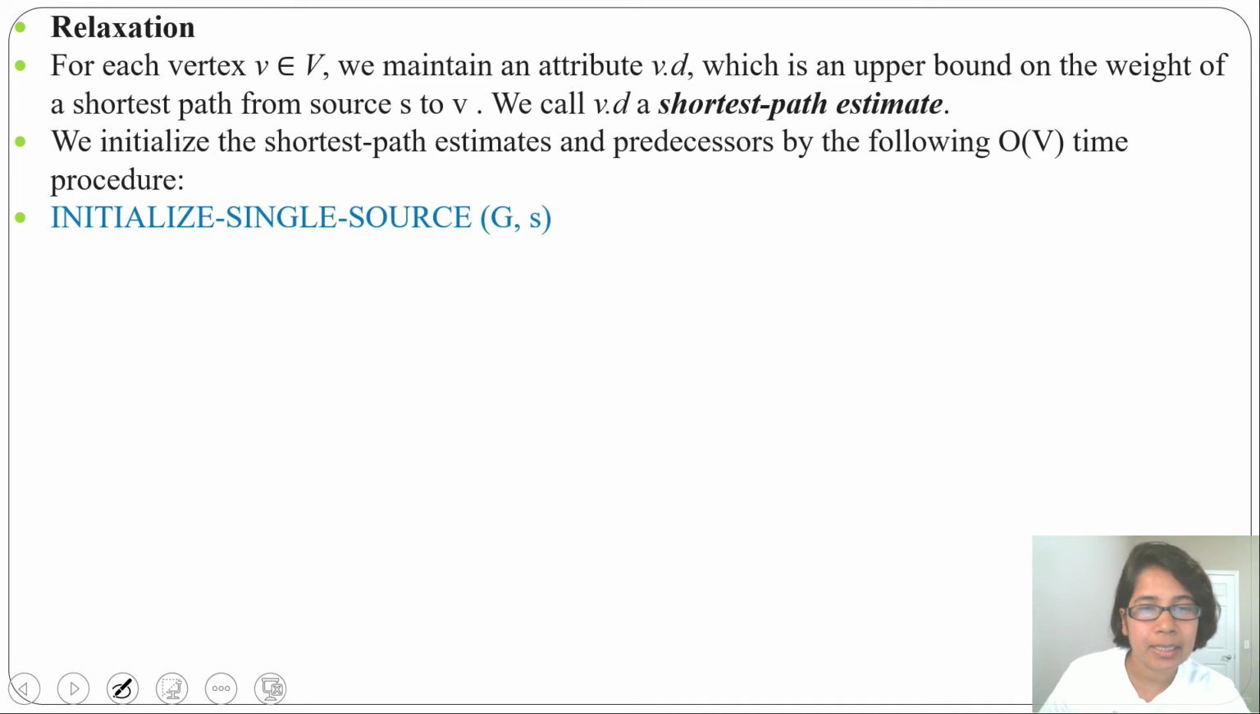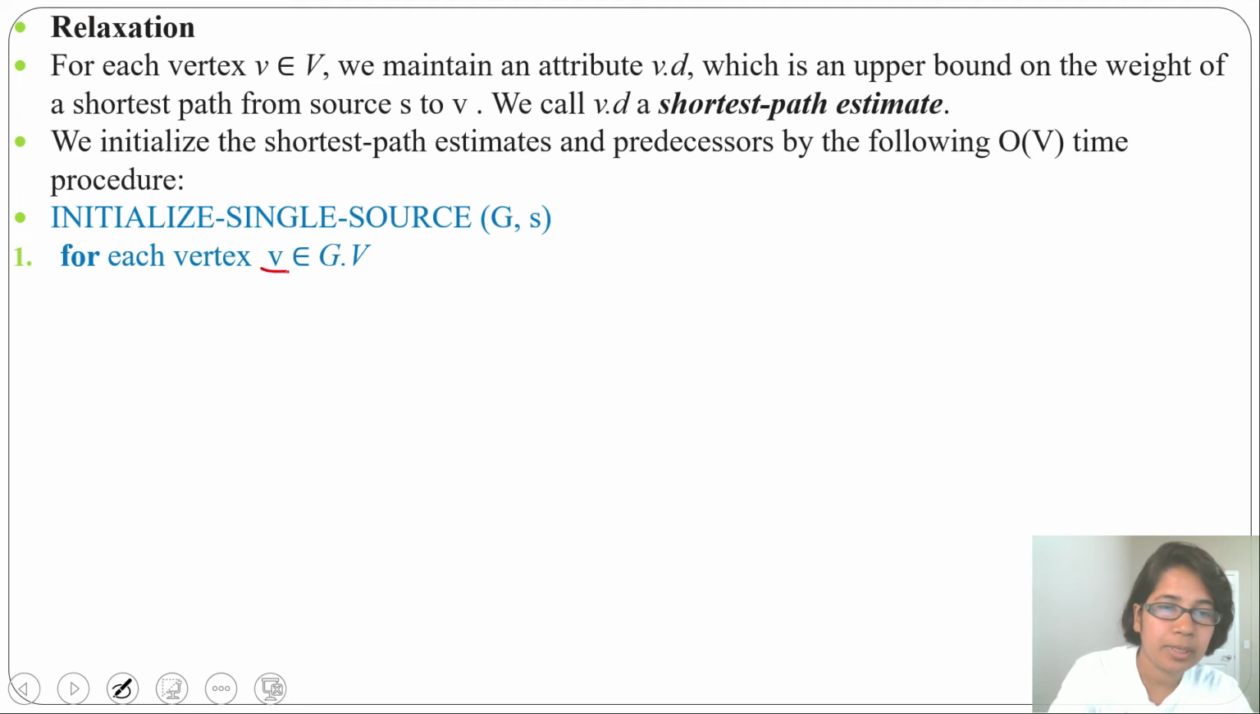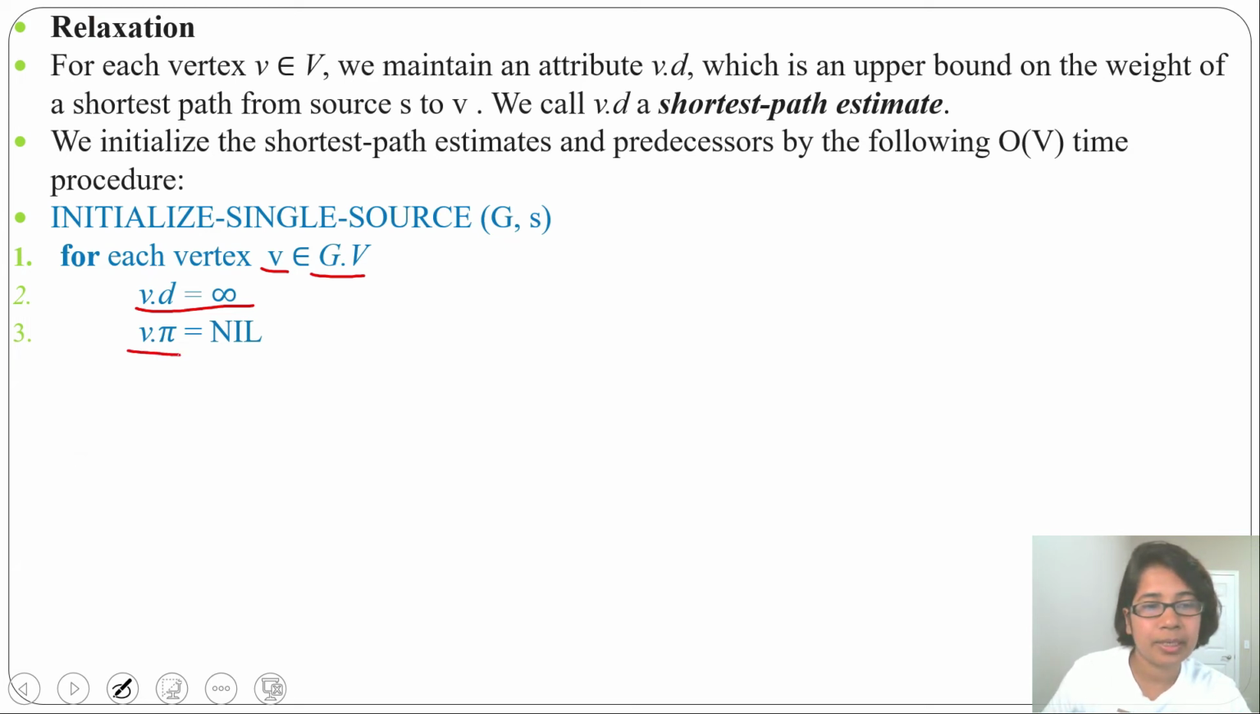Initialize single source G, S. G is the graph, S is the source. For each vertex v belonging to G.V, this small v is per vertex, and G.V means all vertices of the graph. v dot d will be infinity, v dot d meaning the cost of that vertex equals infinity. Then v dot pi, the predecessor of vertex v, equals nil. S dot d equals 0. So the distance for the source will be 0, and the rest of the vertices will have distance infinity and their predecessor will be nil.